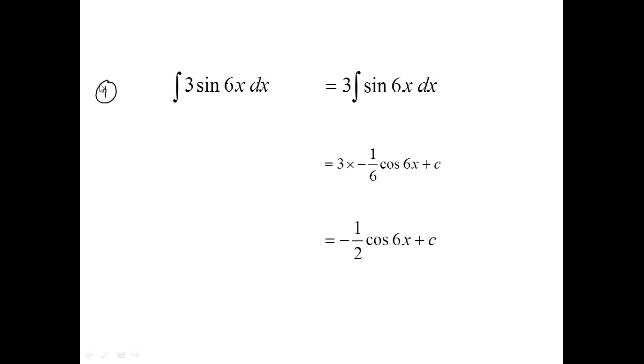Okay, here we've got our first example, number 1. 3 sine 6x with respect to x. Take the 3 out the front, and then we'll do the antiderivative of sine 6x. Antiderivative of sine 6x is minus 1 on 6 cos 6x plus c. The 3 cancels with the 6 to give 2. We end up with minus a half cos 6x plus c.